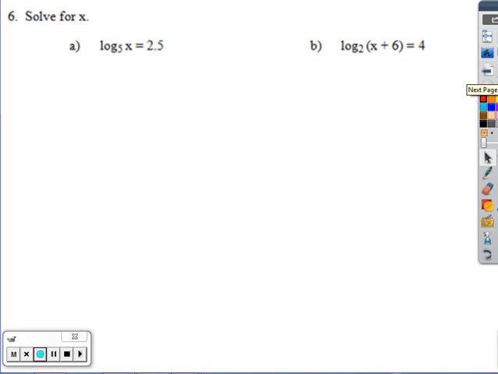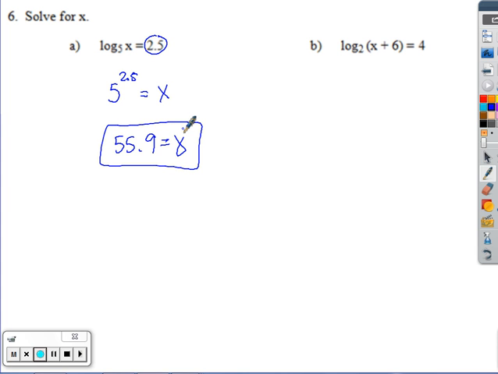Number 6, solve for x. Here we're just using any strategy possible. Sometimes it might be in log form, and log form is not what's best for it. So we need to switch it back. So in this particular case, log base 5 of x, that's no good. So we want to change this back to exponential form. So 5 is the base, the answer becomes the exponent, and the log becomes the answer. So now we do 5 to the 2.5 power. You're going to need a calculator for that. It's going to give you 55.9 equals x. And then you can always plug this in to check your answer.